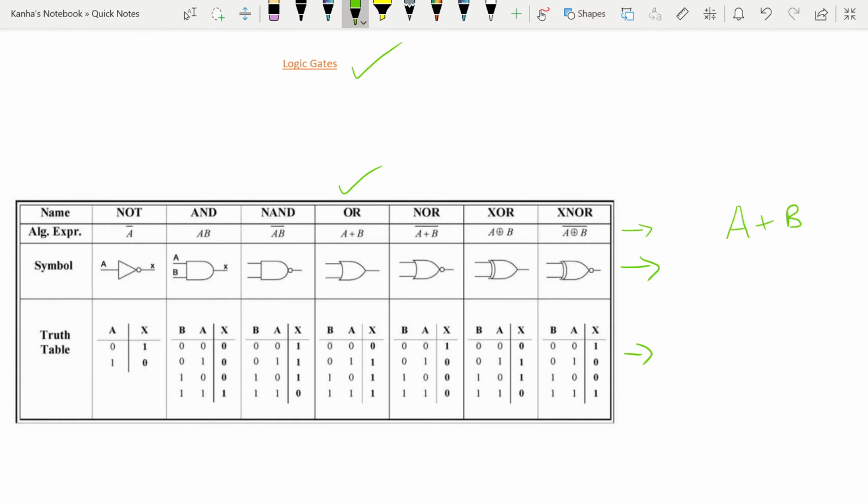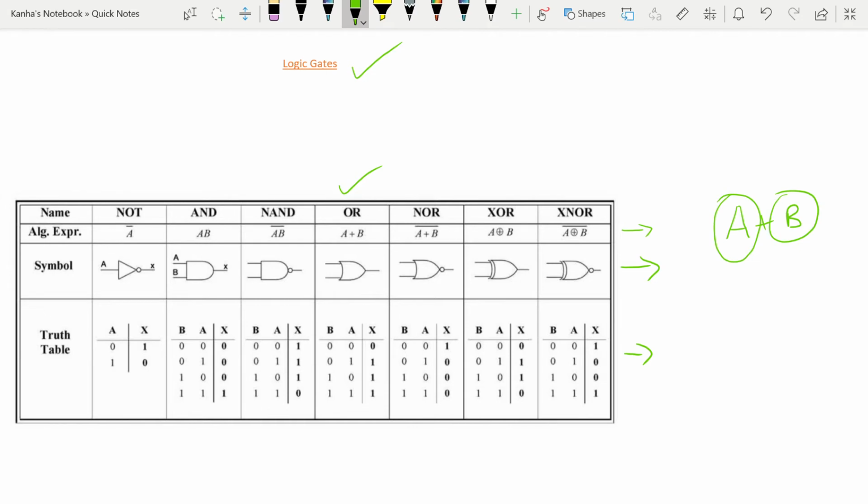You should remember your knowledge on sets for this. So A plus B is nothing but A union B. It is similar to what you read in set theory for A union B. What this means is that the output of the OR gate attains the state 1 if either A is 1 or B is 1.